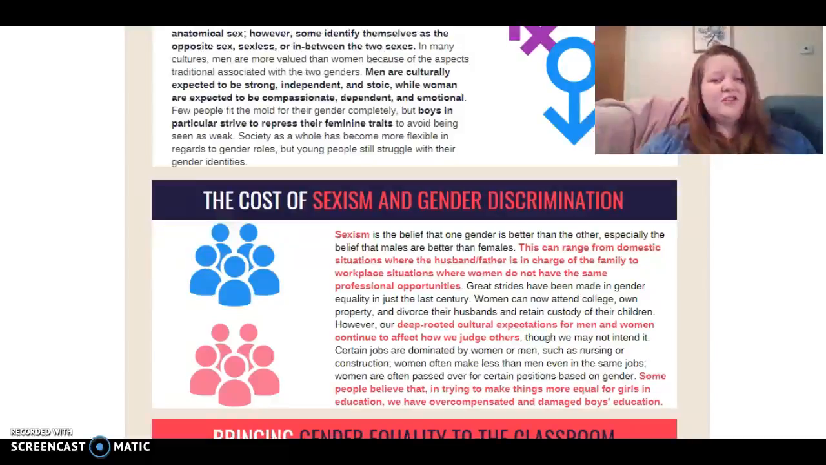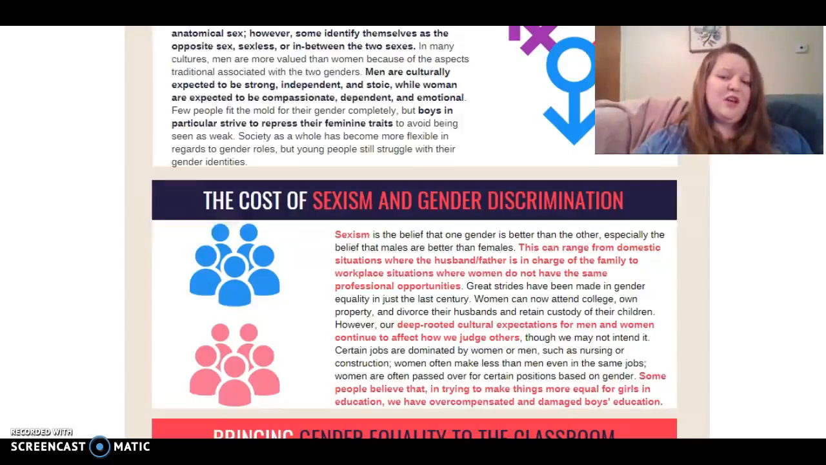Great strides have been made in gender equality in just the last century. Women can now attend college, own property, divorce their husbands, and retain custody of their children. However, our deep-rooted cultural expectations for men and women continue to affect how we judge others, though we may not intend to. Certain jobs are dominated by men or women, such as nursing or construction. Women often make less than men in even the same jobs. Women are often passed over for certain positions based on gender. Some people believe that in trying to make things more equal for girls in education, we've even overcompensated and damaged boys' education.